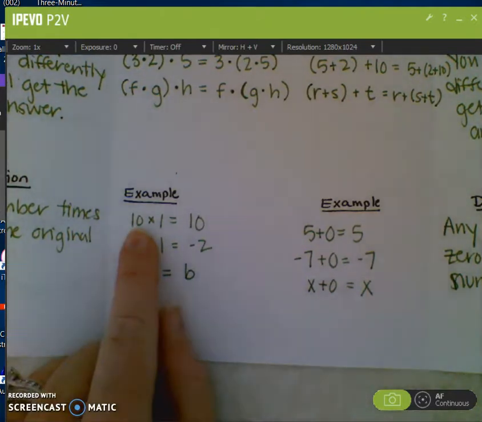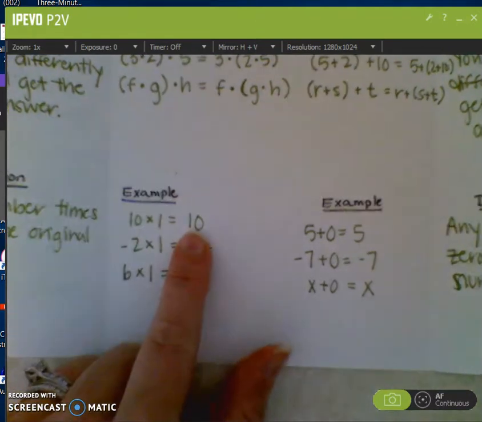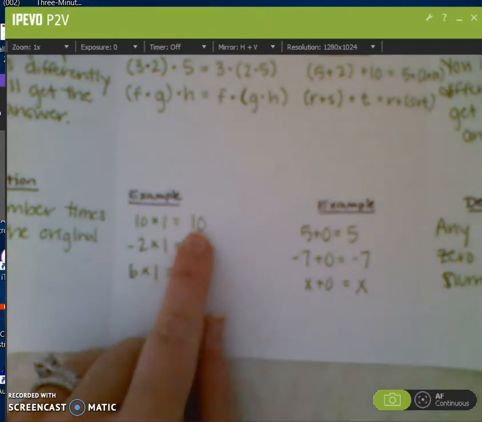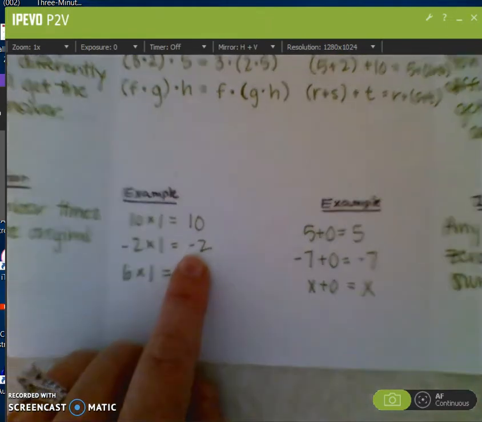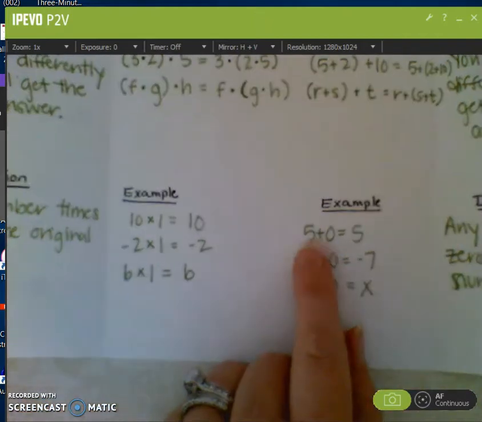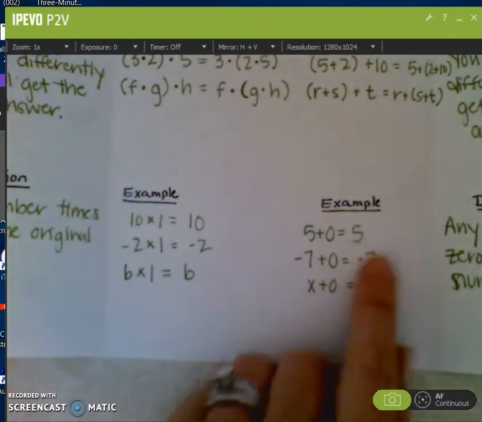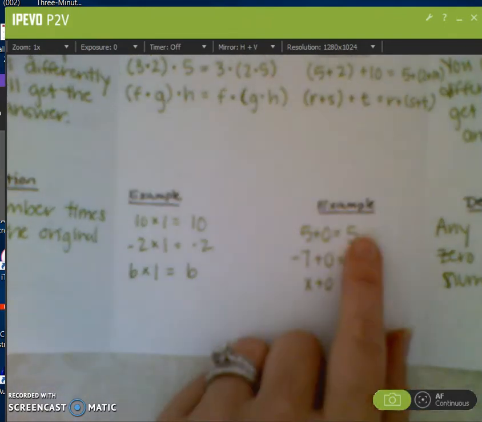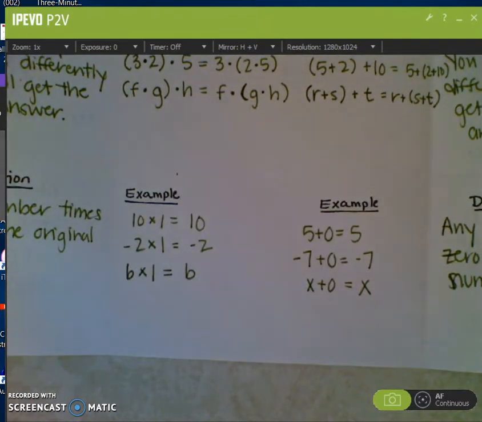If we want 10 to stay the same, the identity property says we can multiply by 1 and it will stay the same. We can multiply -2 by 1 and it's still going to have the same identity. Still going to be the same number. If we add, we can add 0 and it's still going to have its same identity, its original identity. 5 plus 0 is 5. 5 is 5. It doesn't change. And so that's my little trick for remembering the identity property.